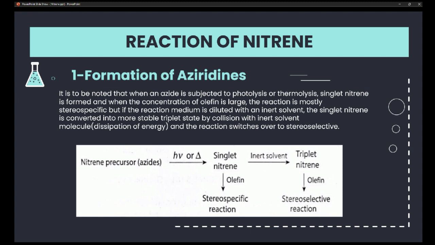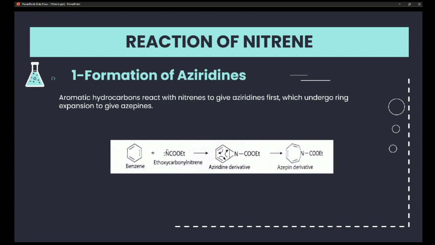Nitrene precursor: azide. Two conditions apply: photolytic and thermal. The singlet nitrene with olefin gives a stereospecific reaction; with inert solvent, the triplet nitrene with olefin gives a stereoselective reaction. Formation of aziridines: aromatic hydrocarbons react with nitrene to give the aziridine first, which undergoes ring expansion to give the azepines.